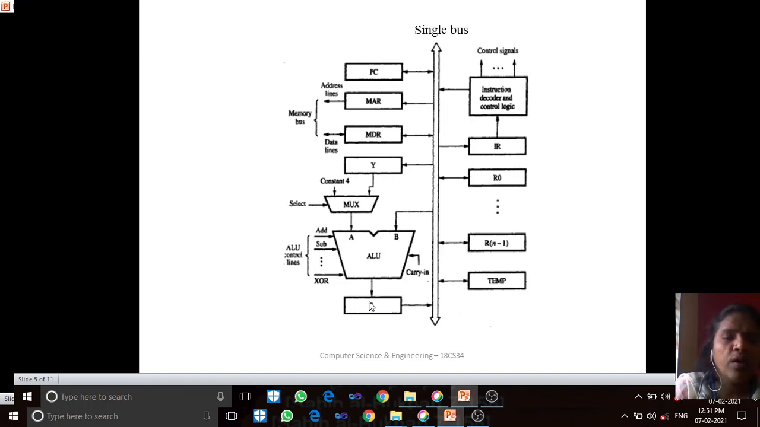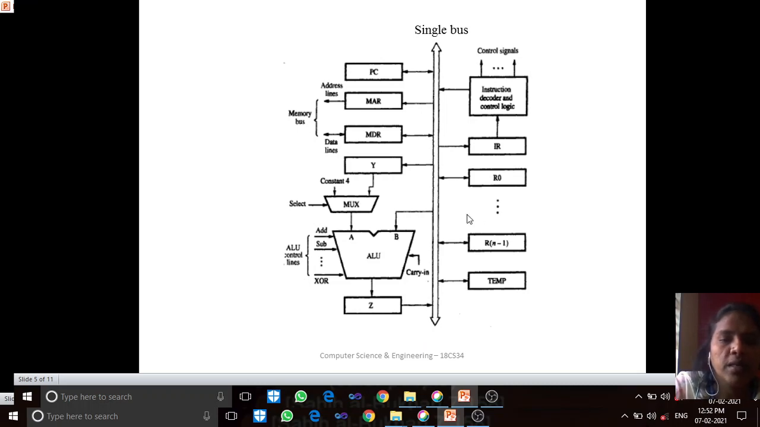So the other input of the ALU is B, which is connected to the internal bus. The ALU here can perform either addition or subtraction, depending on the add or sub control line, as I told you in module 4. The output of the ALU is given to the Z register. Z out will be given to the internal bus.